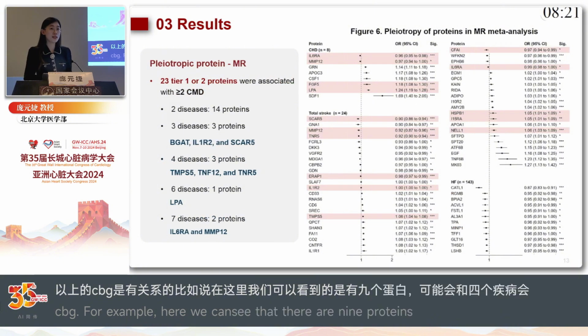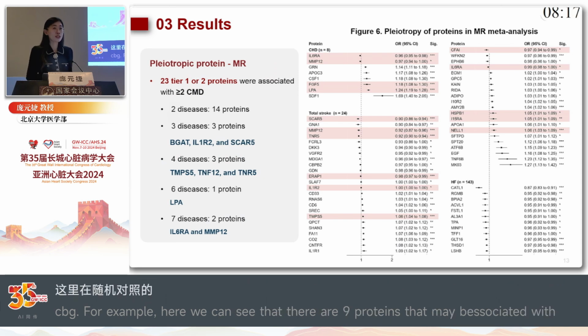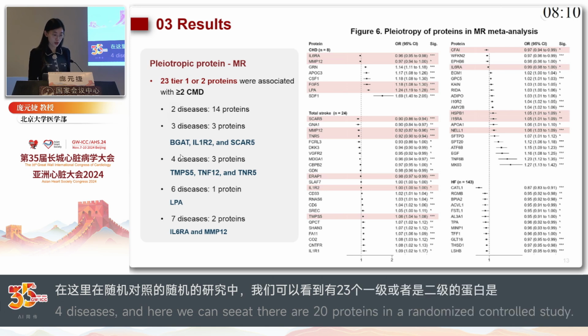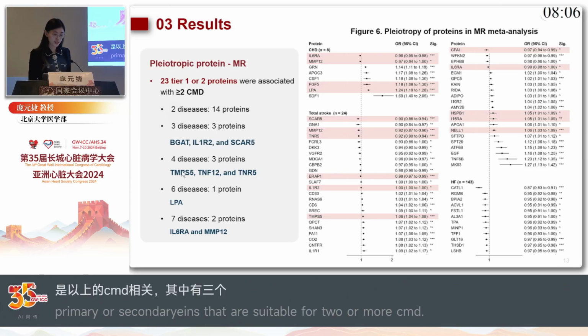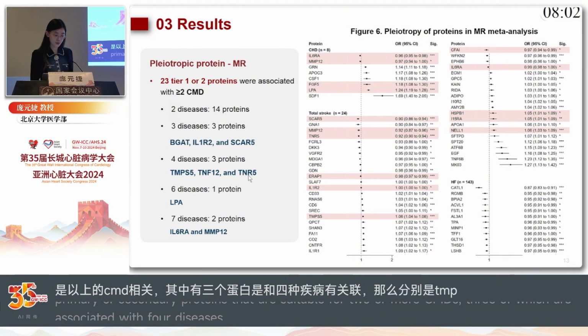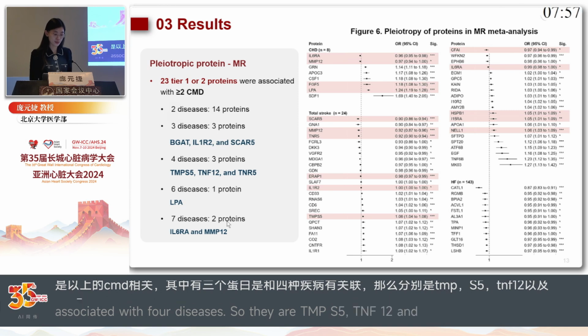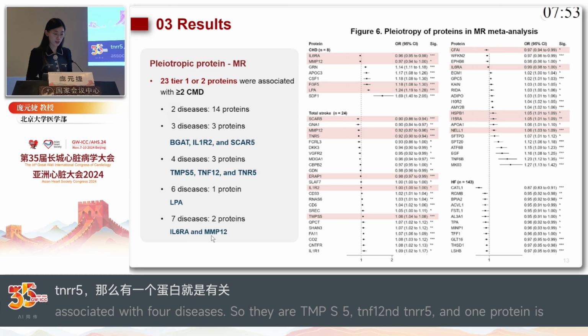And in Mendelian randomization studies, we also identified pleiotropic proteins. 23 tier 1 or tier 2 proteins were associated with 2 or more CMD. Of note, 3 proteins showed genetic associations with 4 diseases. They were TMPS5, TNF12, TNR5. 1 protein, LPA, showed associations with 6 diseases, and 2 proteins, IL-6 receptor alpha and MMP12, showed associations with 7 diseases.